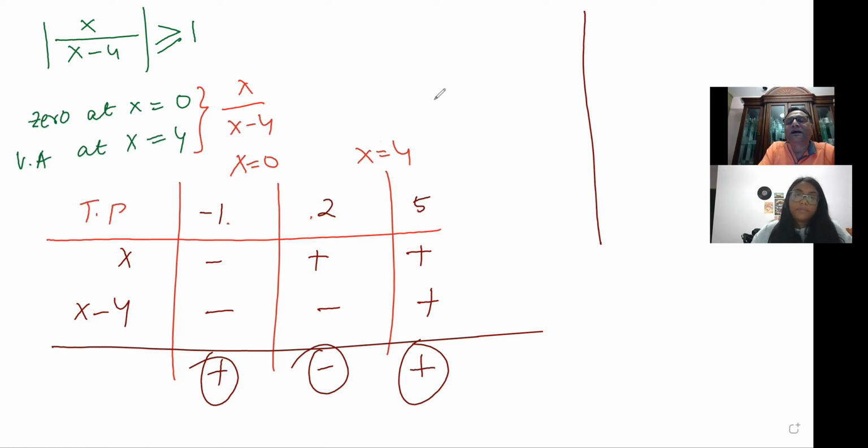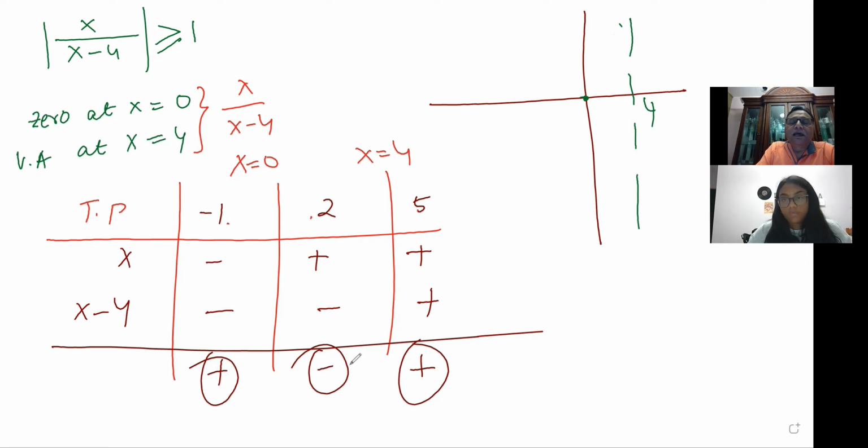Correct? So if I sketch this graph, we have a vertical asymptote at 4, a 0 at 0, right? So this function is basically negative between 4 and 0, and thereafter it is positive on both sides. So if you sketch, in this interval between 4 and 0, it is negative. So I'm just writing negative here. I'm not drawing, but it is positive in these 2 intervals. You get the idea?